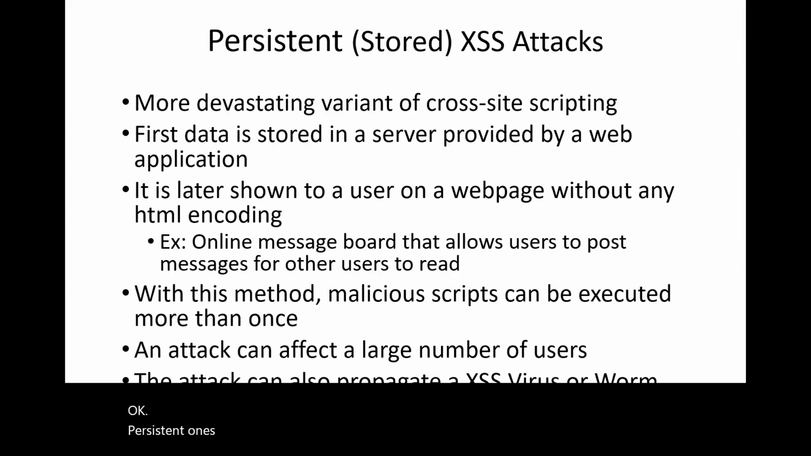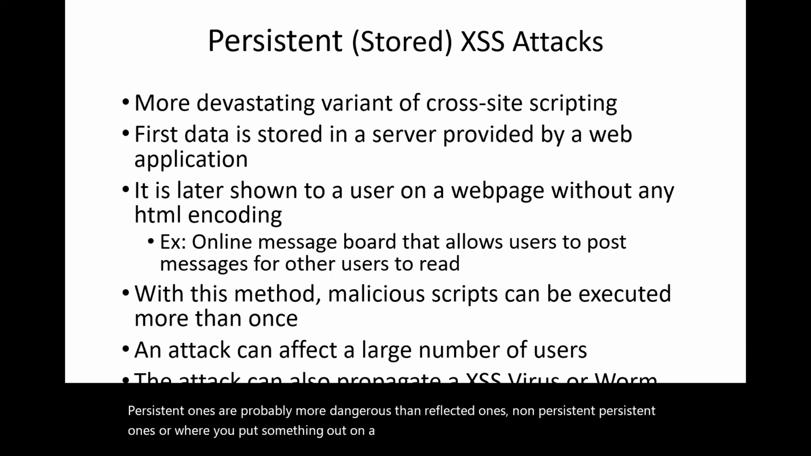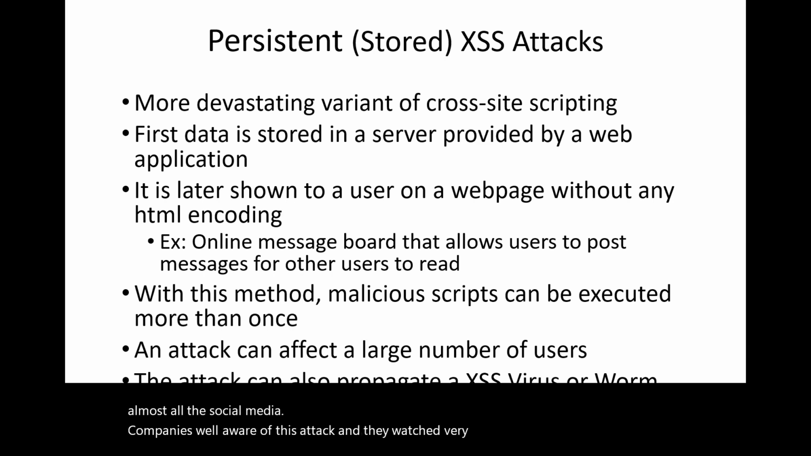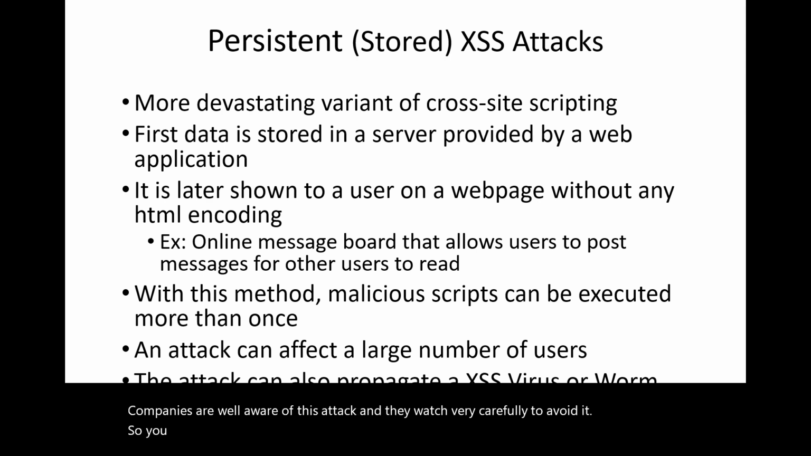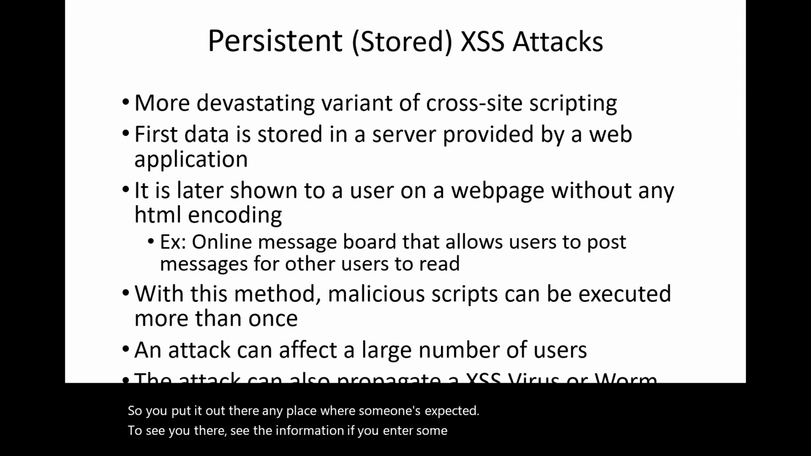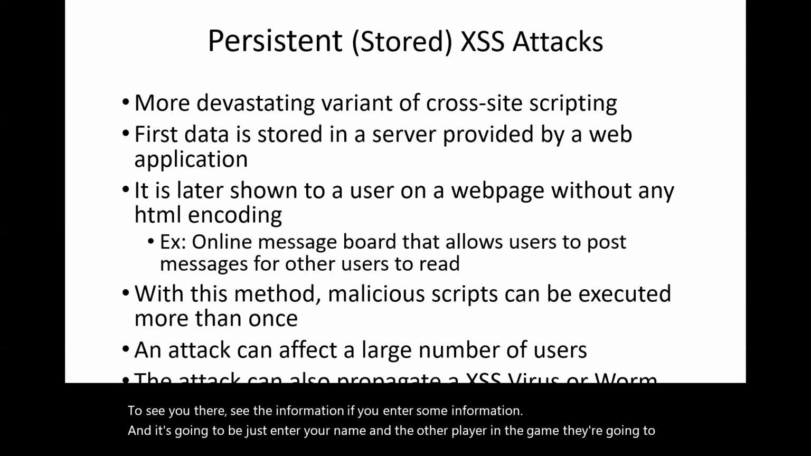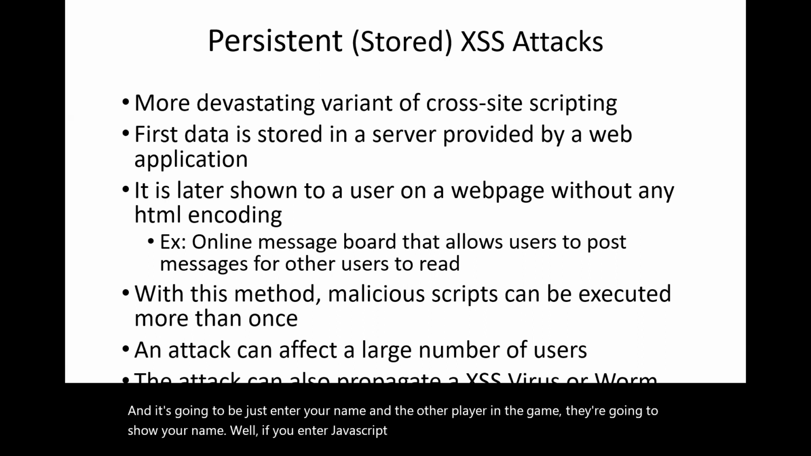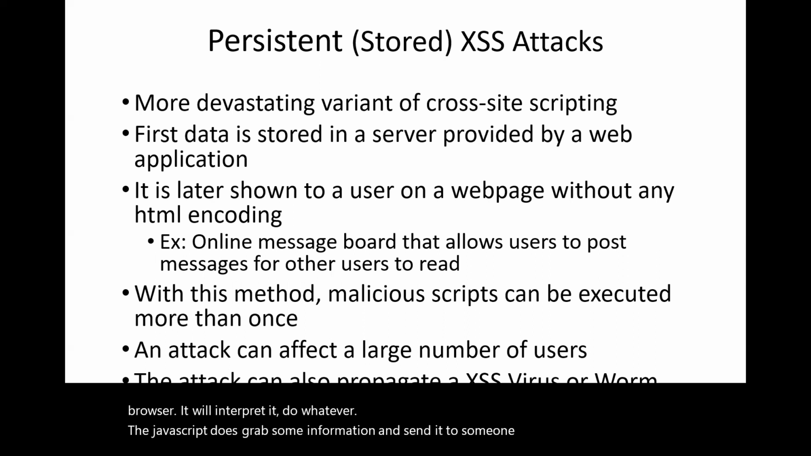Persistent ones are probably more dangerous than reflected ones, non-persistent. Persistent ones are where you put something out on a website, frequently a social media website, although almost all the social media companies are well aware of this attack and they watch very carefully to avoid it. So you put data out there, any place where someone's expected to see your name, see the information. If you enter some information and it's going to be displayed, so you enter your name, and on the other player in the game, they're going to show your name. Well, if you enter JavaScript, it will then show the JavaScript on their browser. It will interpret it, do whatever the JavaScript does, grab some information and send it someplace else. So you have to watch out for that.